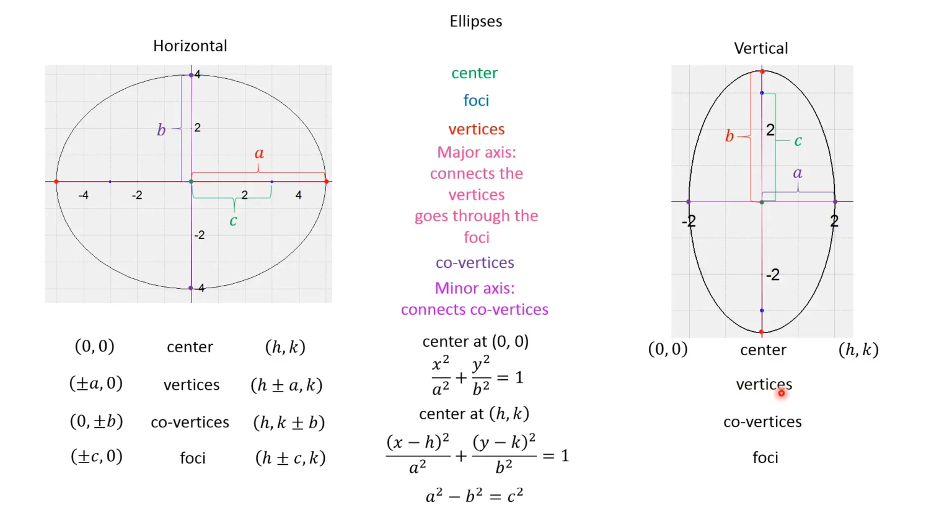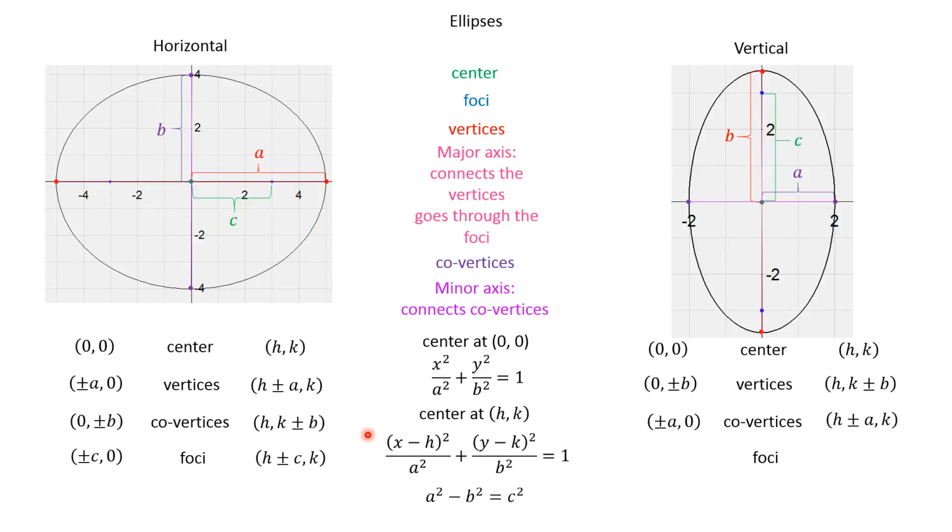So the vertices of the vertical are going to be the same as the covertices of the horizontal, because we go up or down B. So we have 0 plus or minus B and H comma K plus or minus B. And then the vertices of the horizontal become the covertices of the vertical. Because again, all that changed is the name. We could really call all 4 of them vertices if we wanted to, but that's not how we do it.